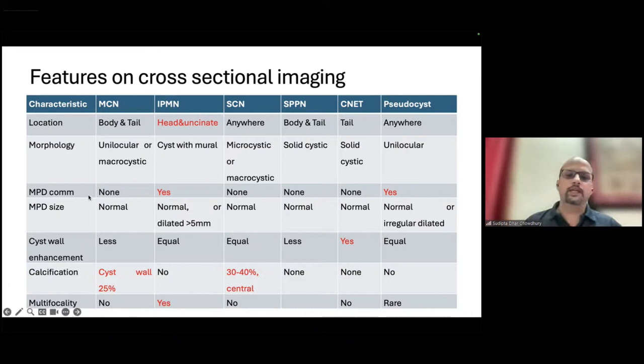If you look at MPD communication, then only IPMN and pseudocyst have communication with the main duct. The main duct size is normal in most circumstances, except for an IPMN, which can be dilated more than 5 mm, or in severe cysts, where the duct may be dilated or irregular in the setting of chronic pancreatitis. If you look at the cyst wall, enhancement of the cyst wall is typically seen in cystic neuroendocrine tumor. And if you look at calcification, then only two of them have calcification, and that also in two different sites. Mucinous cystic neoplasm have calcification in the wall, in the form of curvilinear calcification, and serous cystadenoma have central calcification in 30 to 40%. And regarding the multifocal nature of the disease, only IPMNs are multifocal.